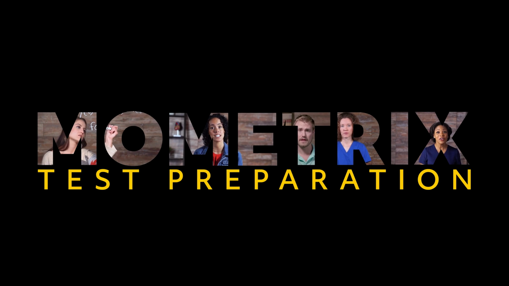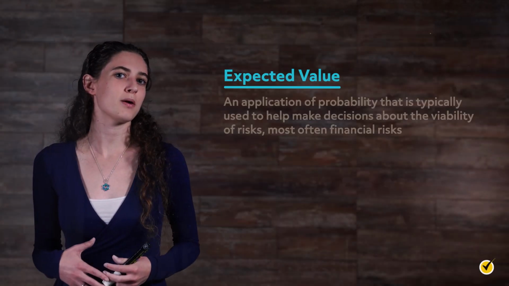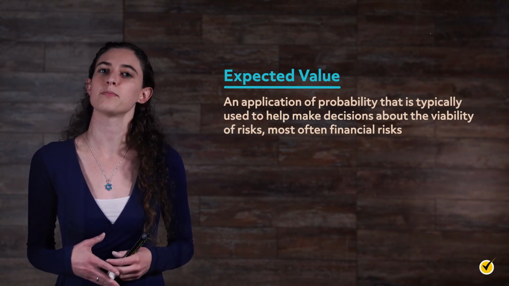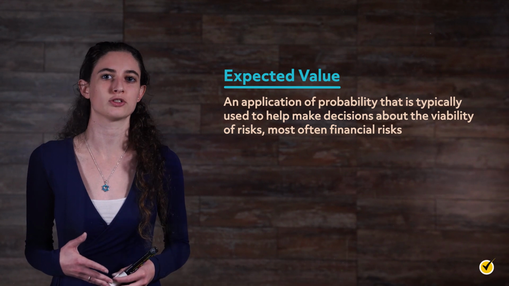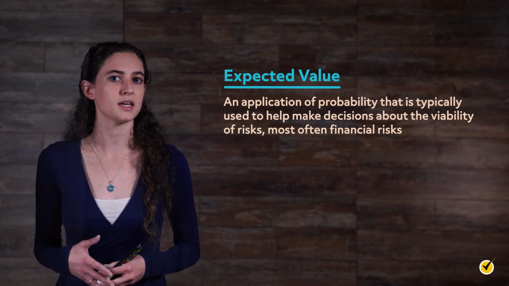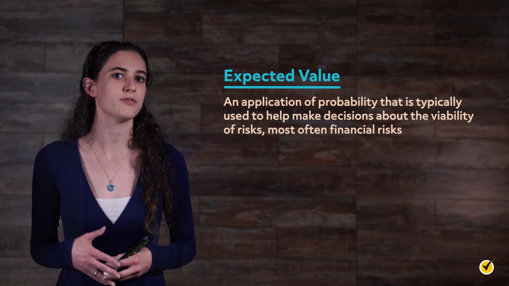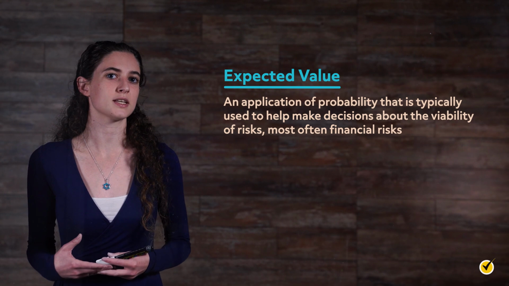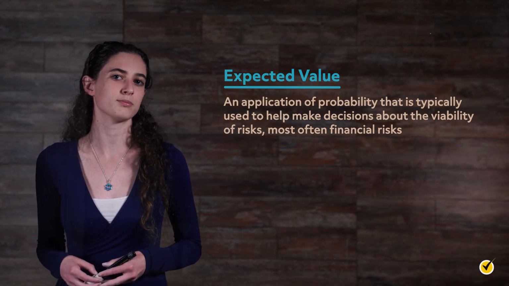In this video, we will explore what expected value is and how it can be used. Expected value is an application of probability that is typically used to help people make decisions about the viability of risks, most often financial risks. The big idea is to multiply the probability of each potential outcome of an event by the value of that outcome and add all the results together in order to make a more informed decision.